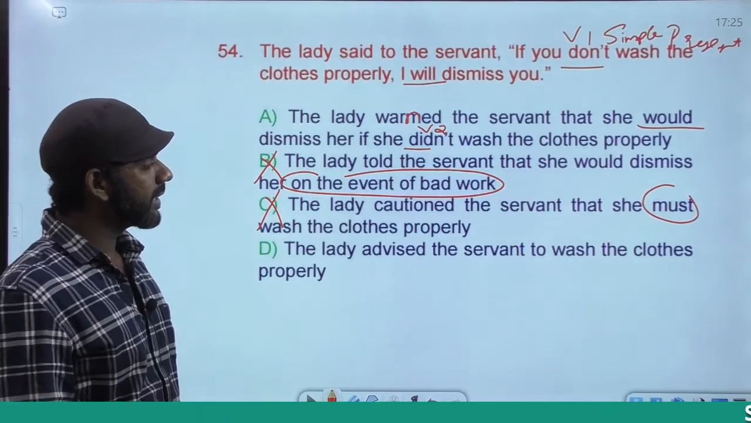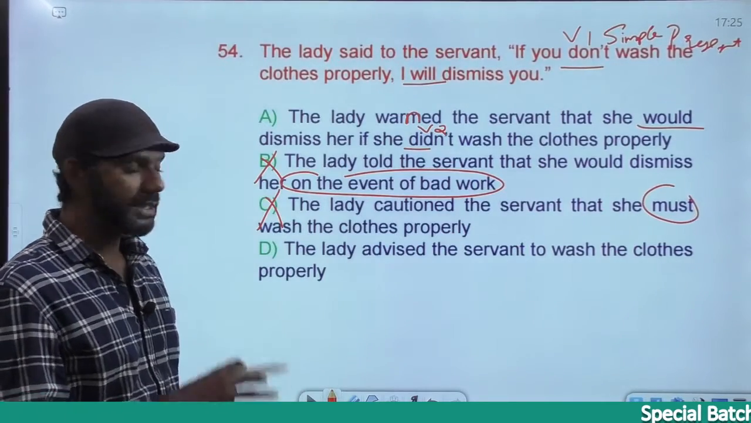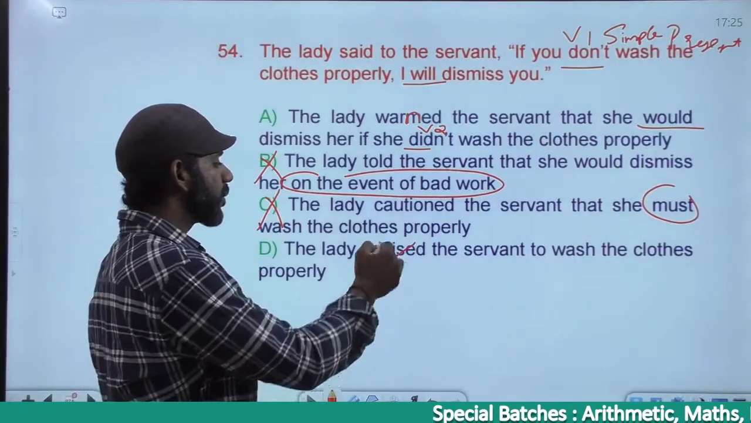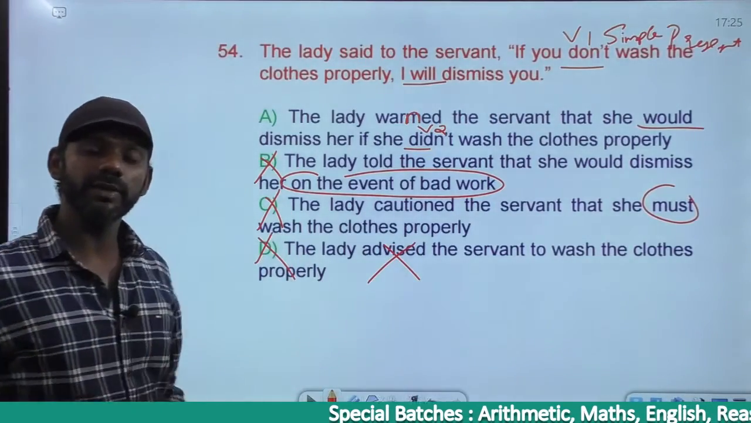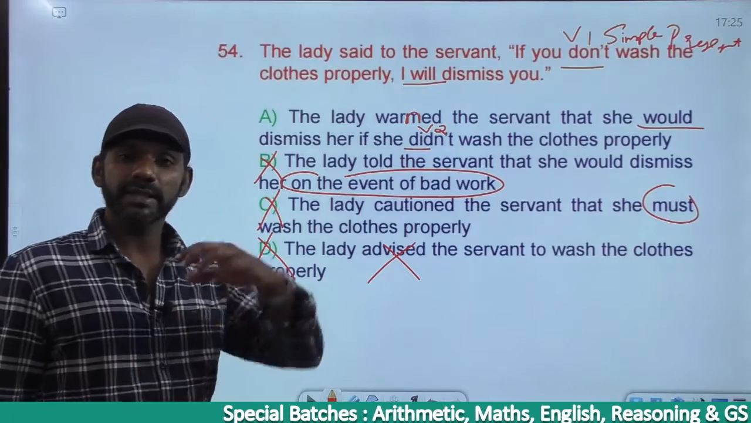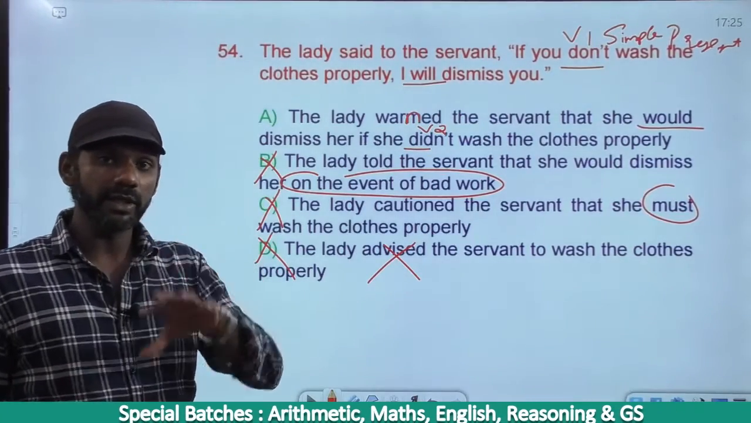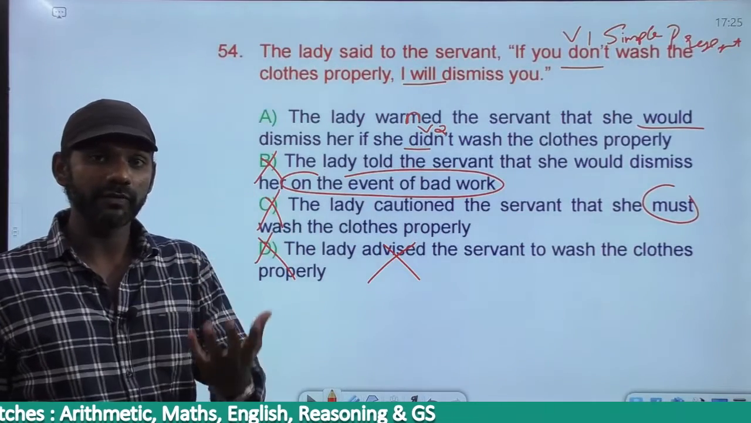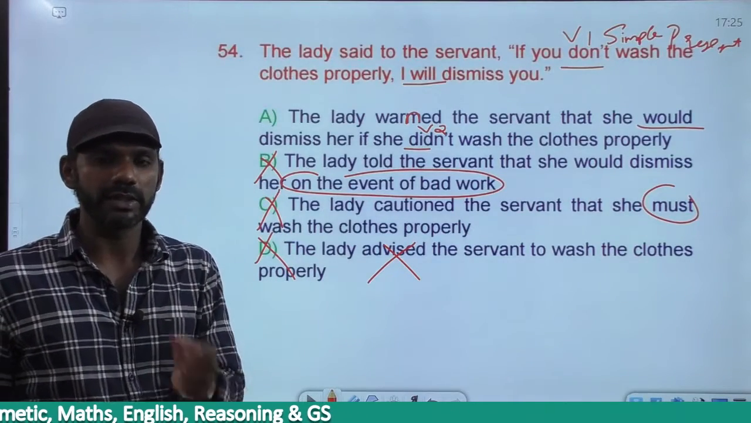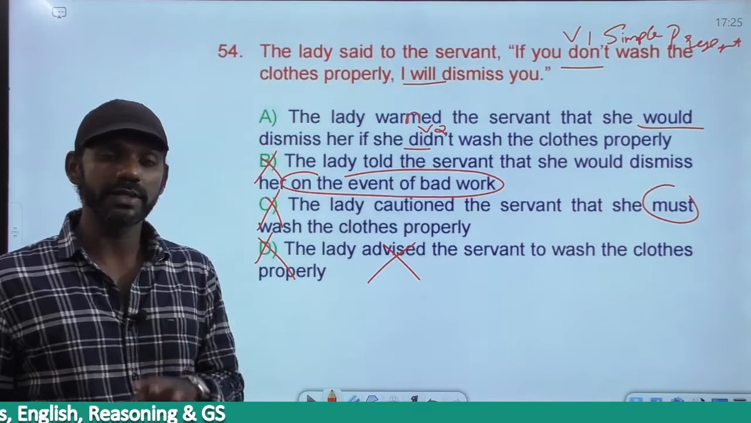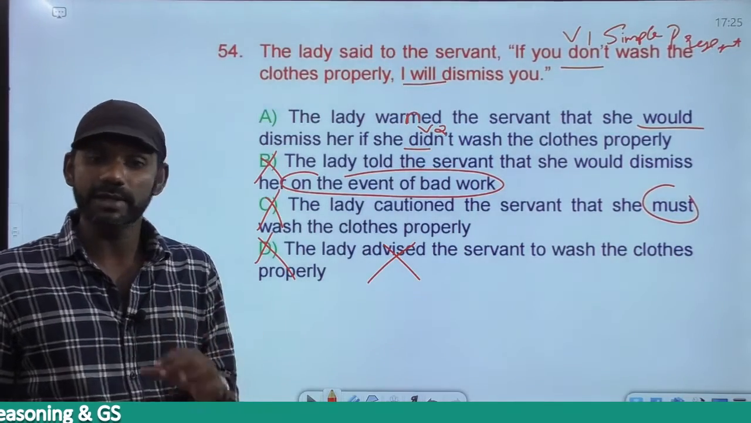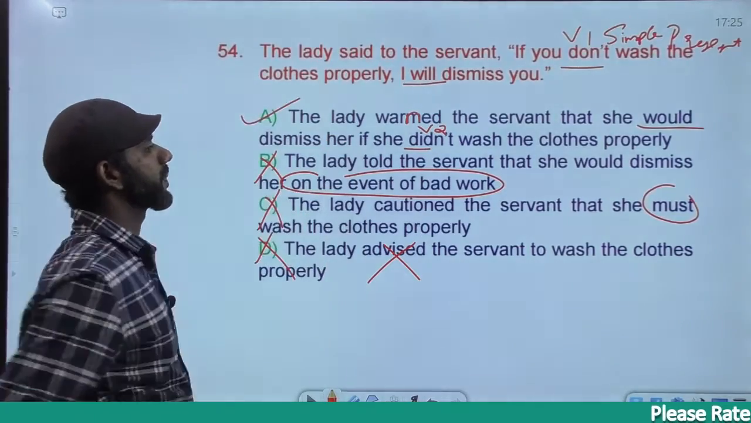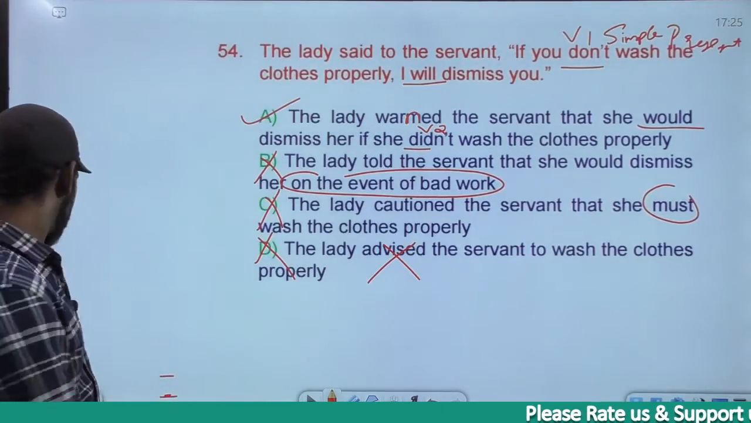The lady advised the servant to wash the clothes properly. This sentence is grammatically correct, but this is not a piece of advice given by the lady. I told you the meaning of advice. Something that is said for the benefit of others, for the good of others, is called advice. You cannot say this is said for the good of the servant. It's like a warning given to her. If you don't wash the clothes properly, I will dismiss you, as a warning, not at all an advice. Gone. The answer must be option A. Getting it? Come to next.